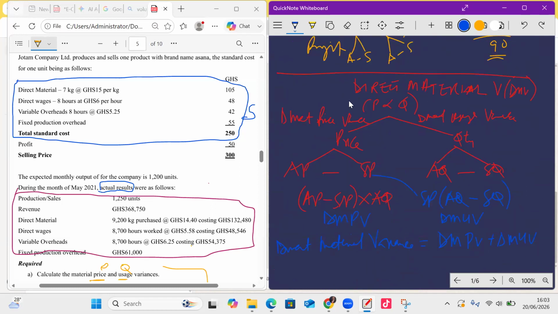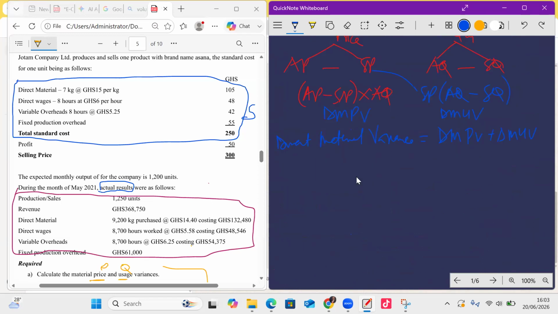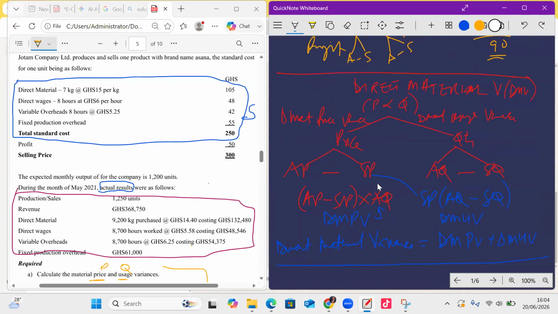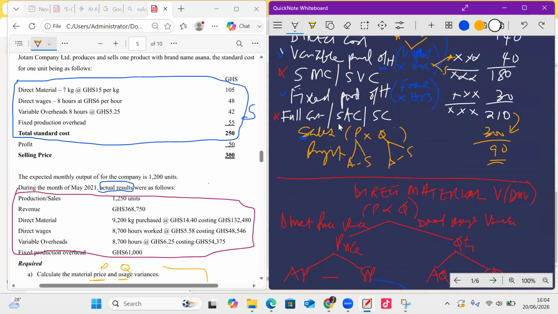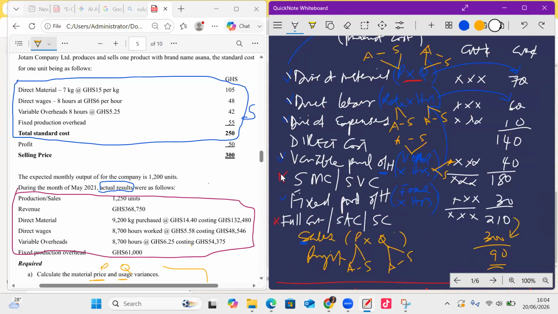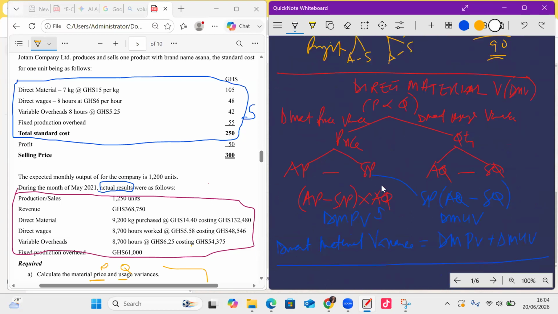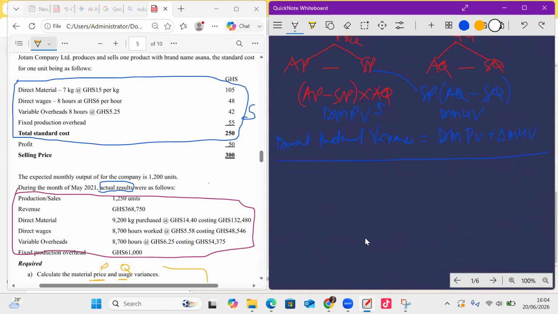Let's continue. Now, you are calculating the variances. If I want to find direct material price variance, this is the formula I'm going to quote. Are you good? Yeah. Now, after the material, what is the next cost element? Direct labor. Have you seen it? Yeah. So direct labor.